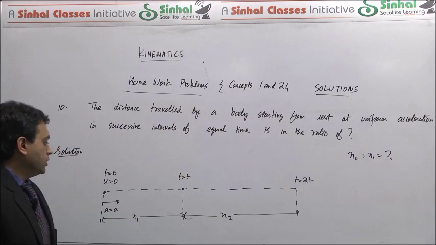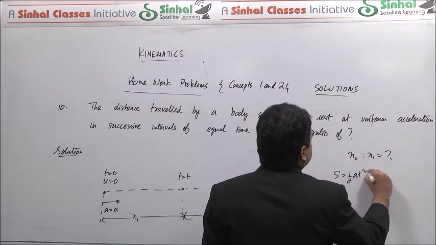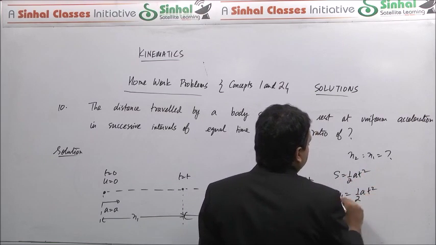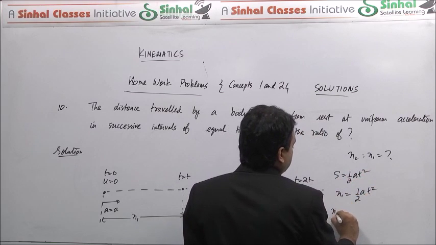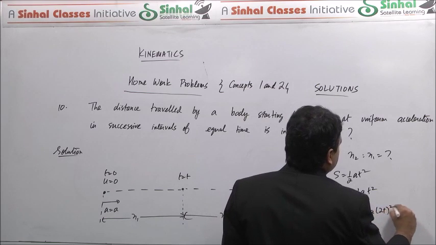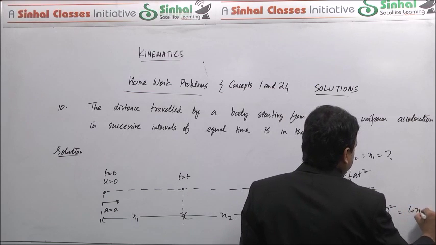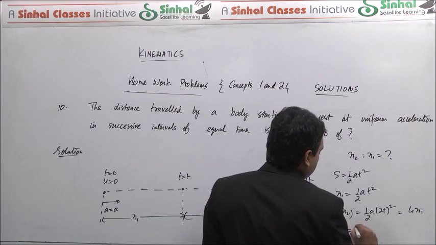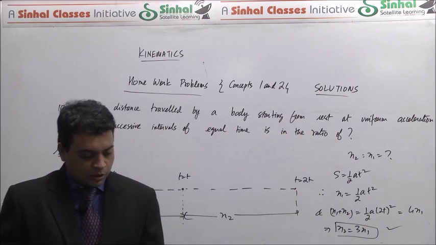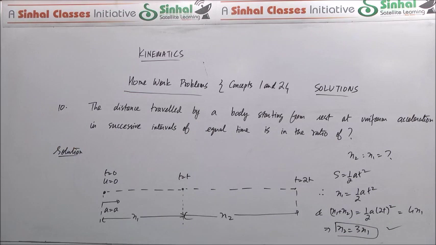Okay. Now you can see that the displacement is half a t square as a function of time. Therefore x1 is half a t square, and x1 plus x2 is the total displacement in a time of 2t. Okay, so that is 4 times x1. You can see that x2 is equal to 3x1. Quite an elementary question again. Let's take that down. We'll look at the 11th next.